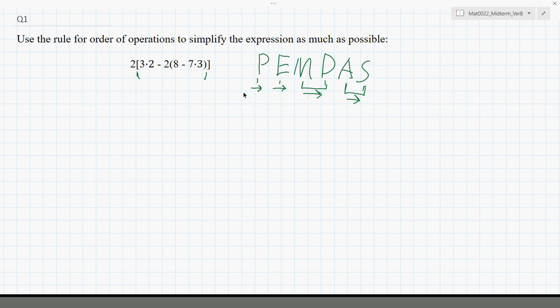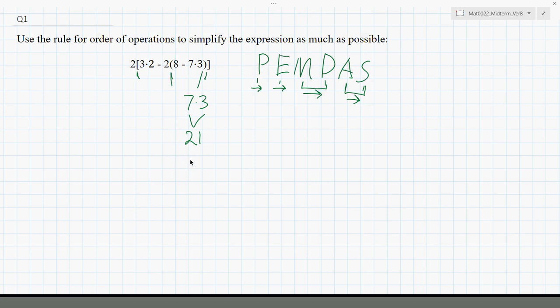We look again. Do we have any more parentheses? This one we actually do. So we have a second set of parentheses that we're going to look inside first. Are there any more parentheses in there? No. Are there any exponents in there? No. Multiplication, division? We do have multiplication. We have 7 times 3, and 7 times 3 ends up being 21.